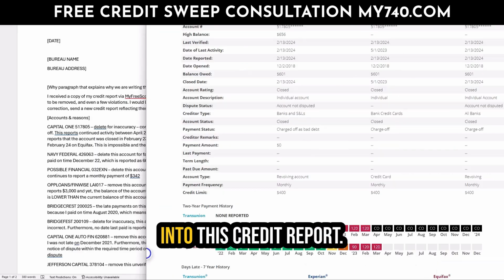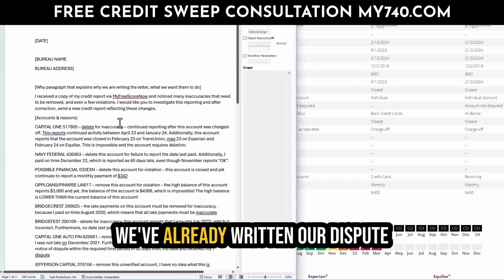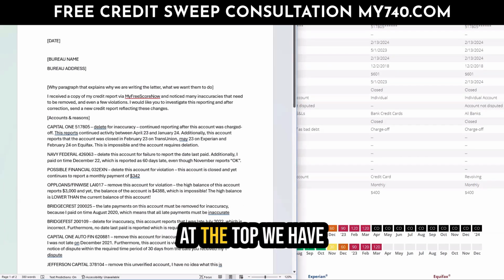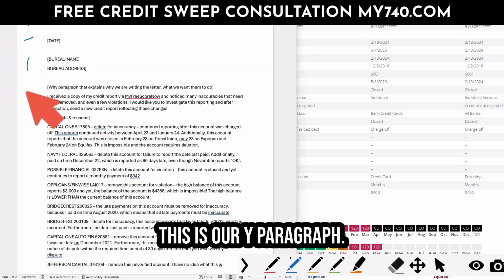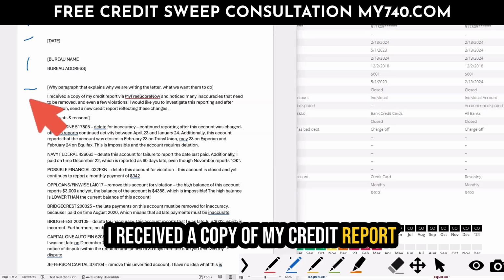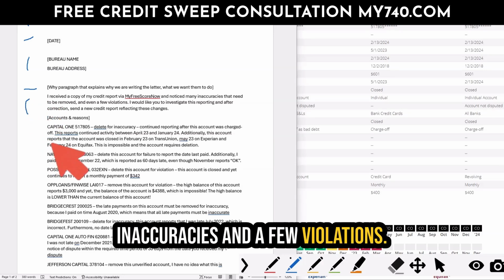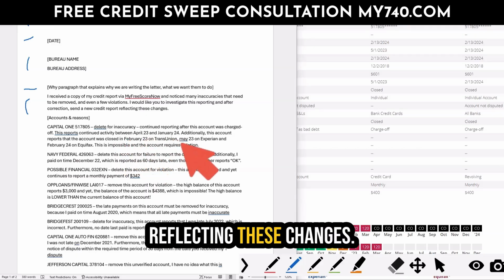So let's jump right into this credit report. We're going top to bottom, and we've already written our dispute letter over here, but I'm going to explain exactly why I wrote it. At the top, we have personal information: the date, bureau, name, and address. This is our why paragraph. I received a copy of my credit report via My Free Score Now, noticed inaccuracies and a few violations. I would like you to investigate and send a new credit report reflecting these changes.